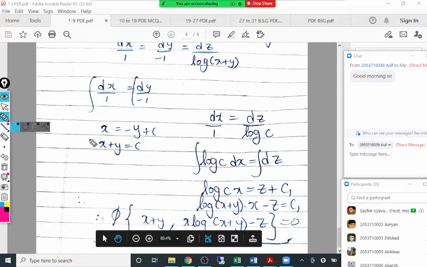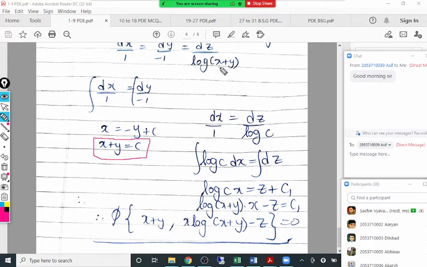Whatever constant we get from the first solution, x plus y equal to c, yes, you can replace it here. You can replace that as c there, dx upon 1, and now you can take either the first and last ratio or the second and last ratio. So this way you get dx upon 1 equals dz upon log c. Why is it log c? Because x plus y is c, we already got from one solution.